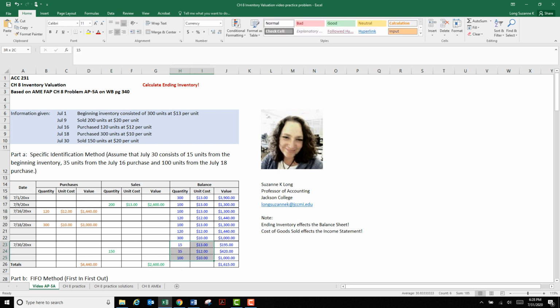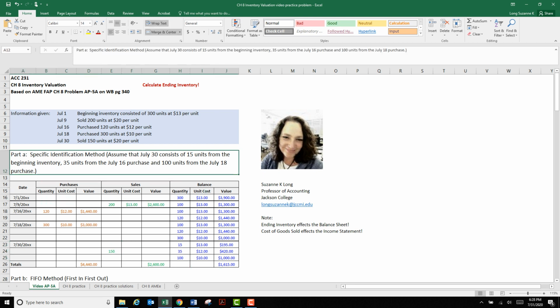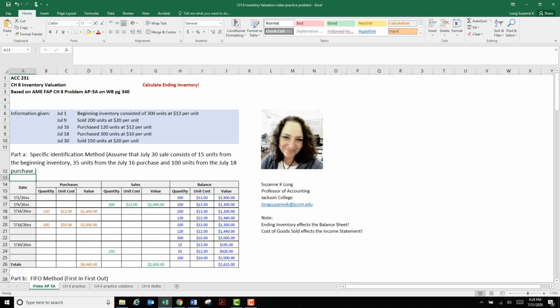So right here, I'm typing in what they're giving us here. Assume that July 30 consists of. Now it doesn't say sale or what's left. Now that I'm looking at it, I think this is supposed to go over here. I think this should say, assume that the July 30 sale consists of. Let's get that in there. So all this needs to go right here. Okay, we can do that. 15 at 13, 35 at 12, 100 at 10. And then these amounts are going to change. Okay, 15, 35, 100. Right there, we added in the word sale.